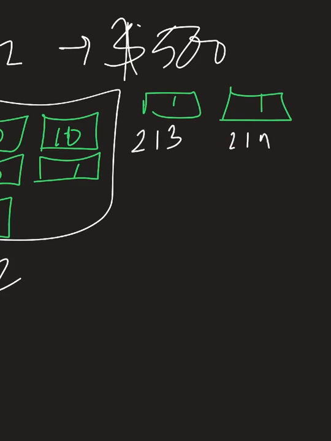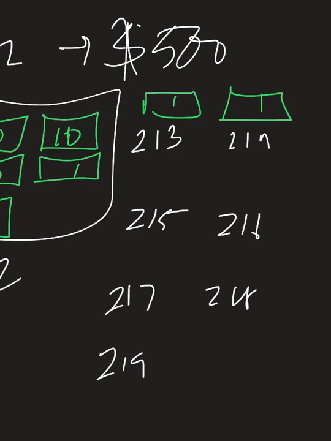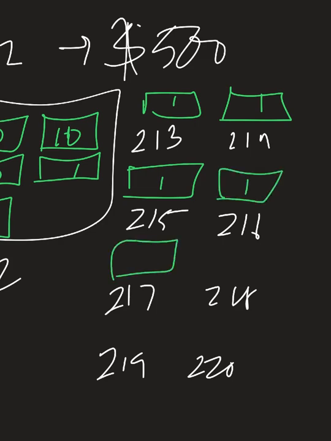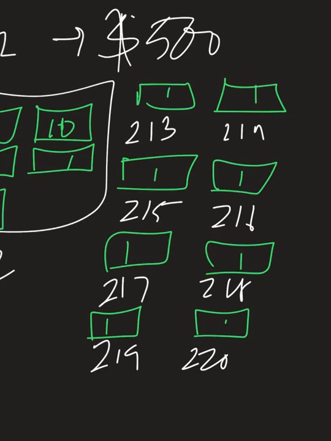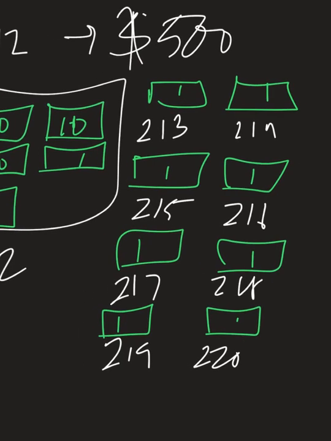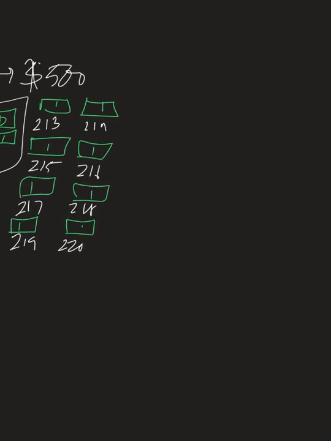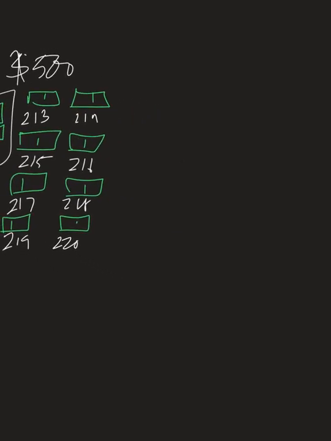213, 214, 215, 216, 217, 218, 219, 220. Okay. So as you can see, I have to add 8 ones, and each one gets me one closer to that 10. And now that we've completed step 1, which is counting up by ones to the next 10, I can go ahead and go to step 2, which is count up by tens to the next 100.